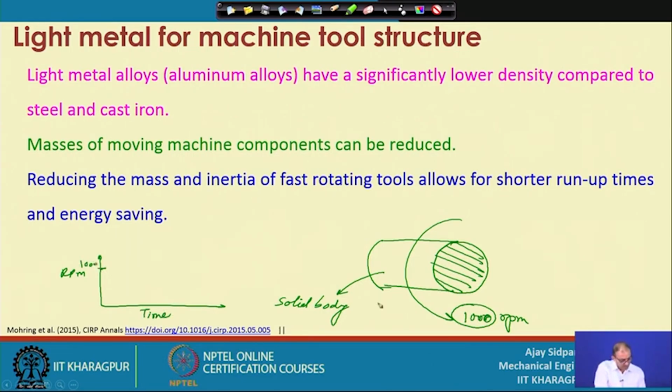So, when you start with a heavy body, you have to spend some time, because it will not suddenly reach that location of 1000. So, this is the time duration required to reach 1000 RPM. So, this is the time.